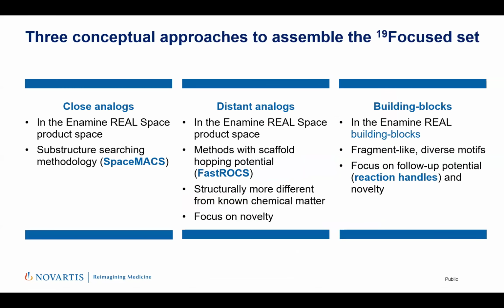So the 3 conceptual approaches that we wanted to do were, on one hand, close analogs. We wanted to go into the Enamine REAL space, do precise SAR, do this through maximum common substructure searches, and find things that were similar to known chemistry. Then we wanted to do some distant analogs. We wanted to use a method with scaffold hopping potential, in this case FastROCS, which was supposed to look for structurally more different matter, still biased a little bit by known chemistry, but really focusing on novelty.